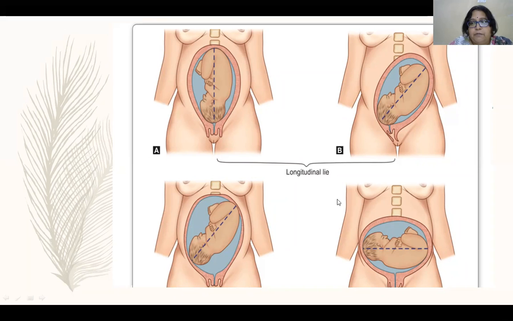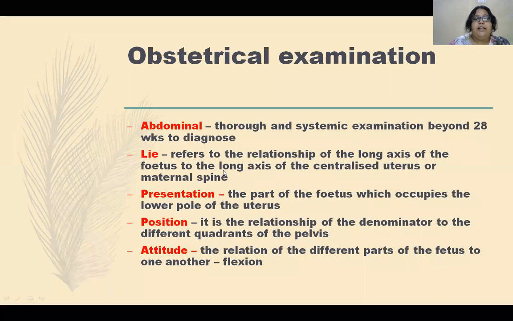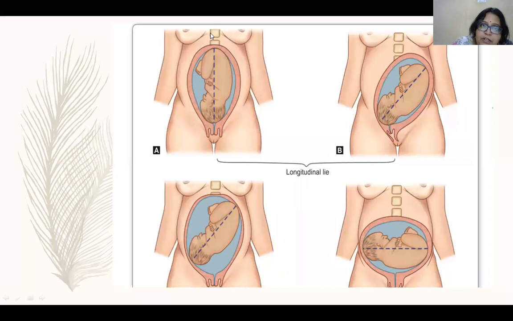Okay, I'll just tell you again about lie and presentation so that you can again see what is a lie. Lie is the relationship of the long axis of the fetus to that of the uterus which is centralized, or to the maternal spine. Here in this picture the uterus is in central position. In this picture the uterus is slightly deviated to the left side. So you cannot call this a centralized uterus. In such cases you cannot compare the long axis of the fetus to that of the uterus. Here you have to compare the long axis of the fetus to that of the maternal spine.